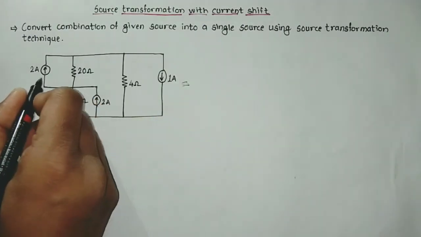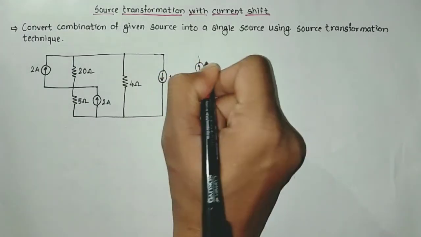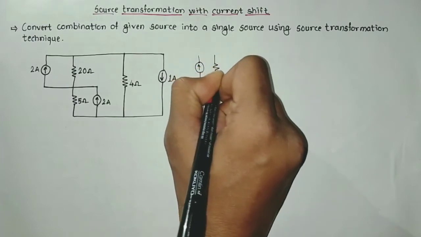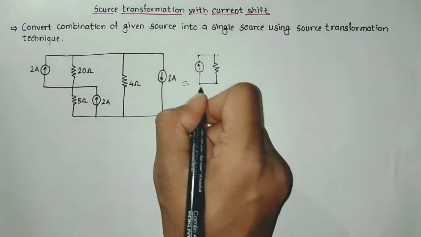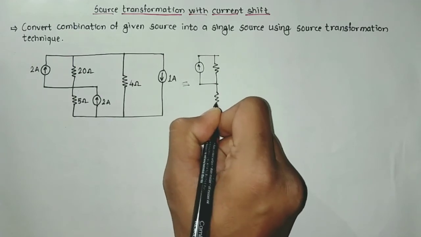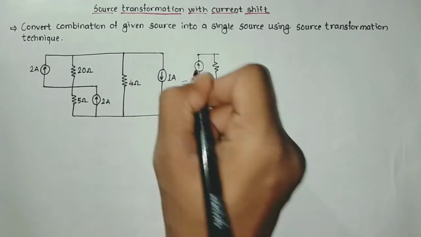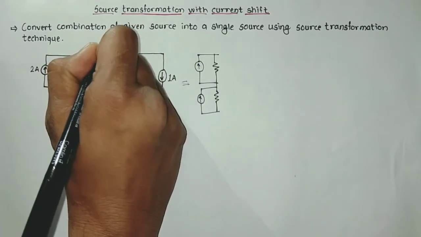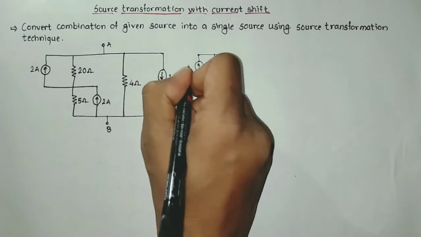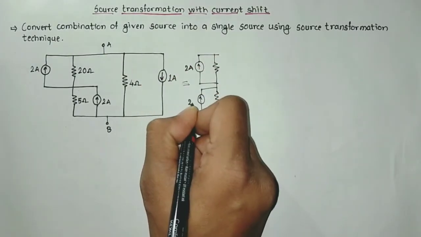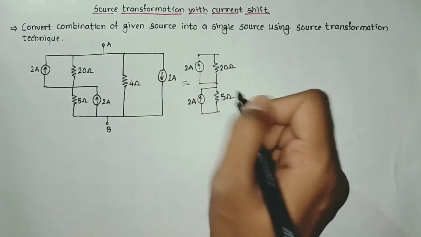Now this circuit is equivalent to a current source and a resistance. Let this point be A and this be B. This is the 2 ampere and 2 ampere current source. This is the 20 ohm resistance and a 5 ohm resistance.